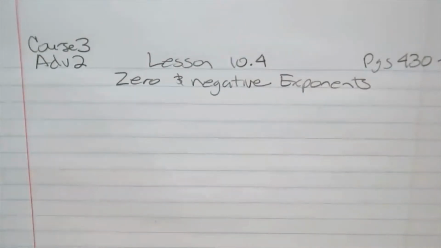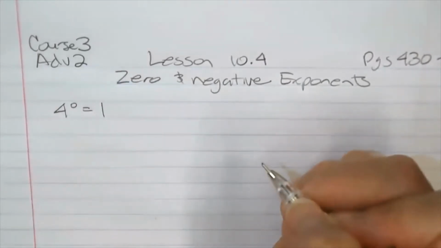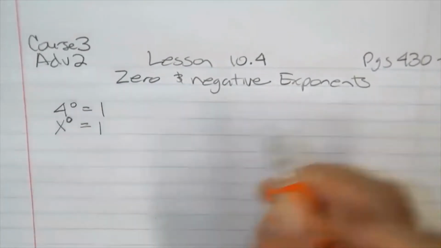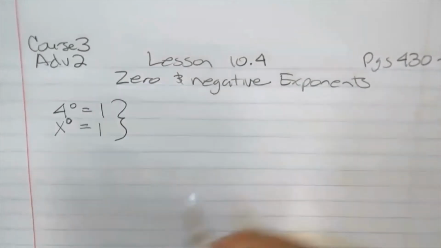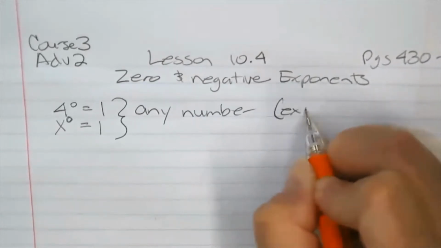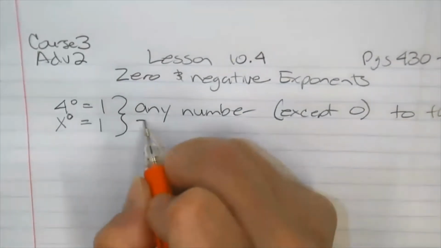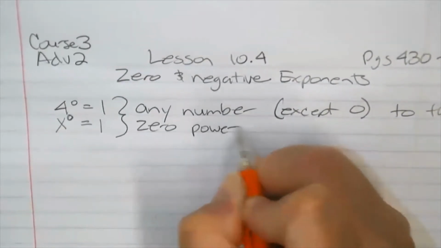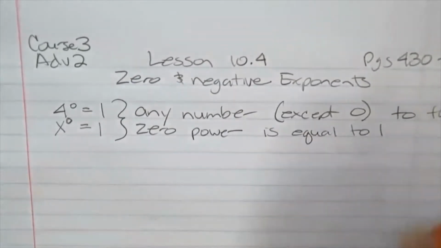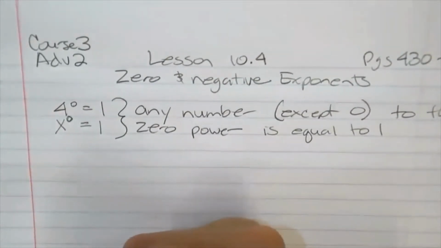Okay, so 4 to the 0 power equals 1. Any number except 0 to the 0 power equals 1. So any number except 0 to the 0 power is equal to 1. So if it's got a 0 exponent, it is equal to 1.